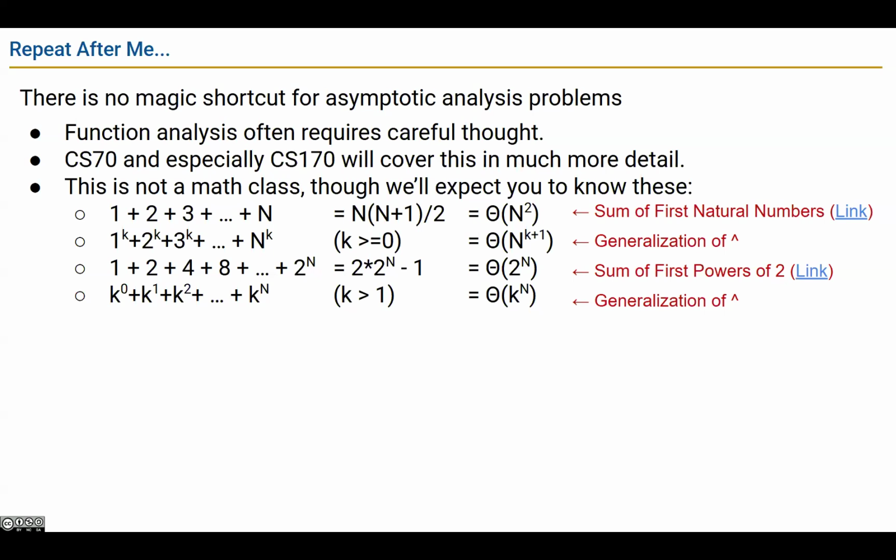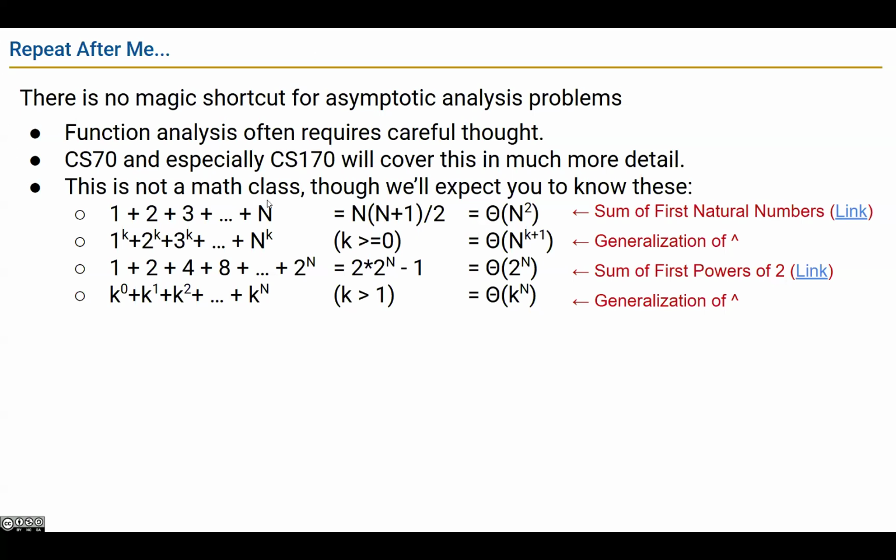In CS 70, you get an entire section that covers half the class on probability. Math 55 is the similar course for the math department, but they don't have the probability section. Instead, they replace that with an entire section on how to do these kinds of summations. So this is an extremely difficult thing to do in general. This isn't a math class, but we are going to expect you to have these 2 memorized.